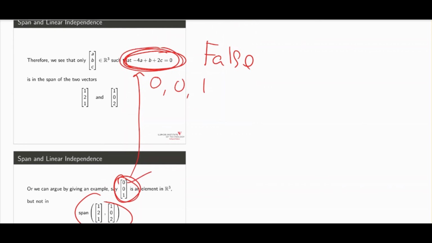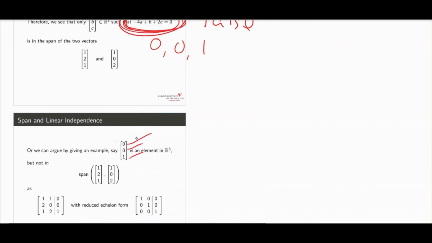So obviously this vector (0, 0, 1) does not satisfy this relationship. So you can say that, hey, look, this one right here cannot be in the span. Why? Because this one right here reduces to this. So this is an easier way to do it.